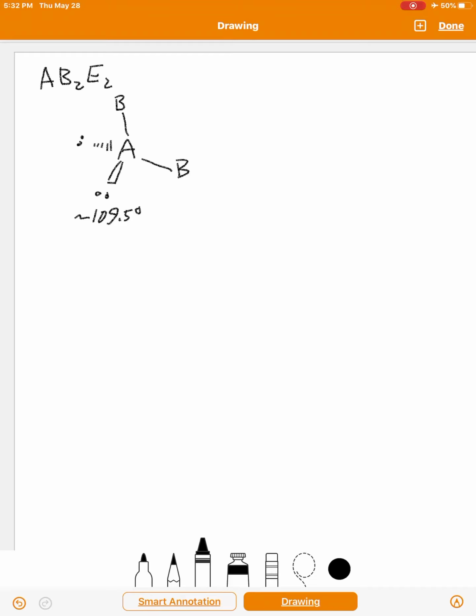But what happens is, because the shape of a molecule is based only on the atoms, not the lone pairs, that angle there is a little bit under 109.5. It's about 104.5 degrees, although it could be larger. We call this bent. So that's your bent arrangement, AB2E2.